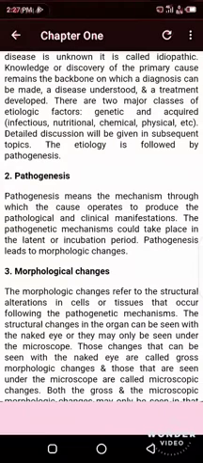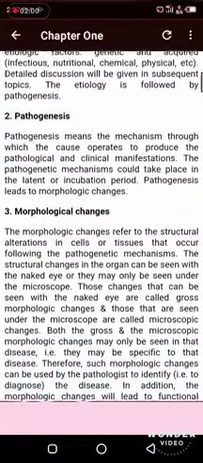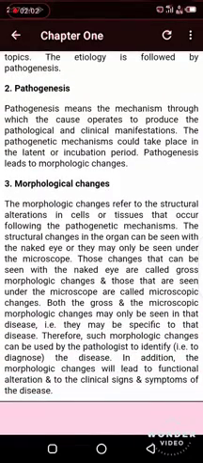Pathogenesis means the mechanism through which the cause operates to produce the pathological and clinical manifestations. The pathogenetic mechanism could take place in the latent or incubation period. Pathogenesis leads to morphologic changes. So we come to discuss morphologic changes. So what are morphologic changes? Morphologic changes refer to the structural alterations in cells or tissues that occur following the pathogenetic mechanism.